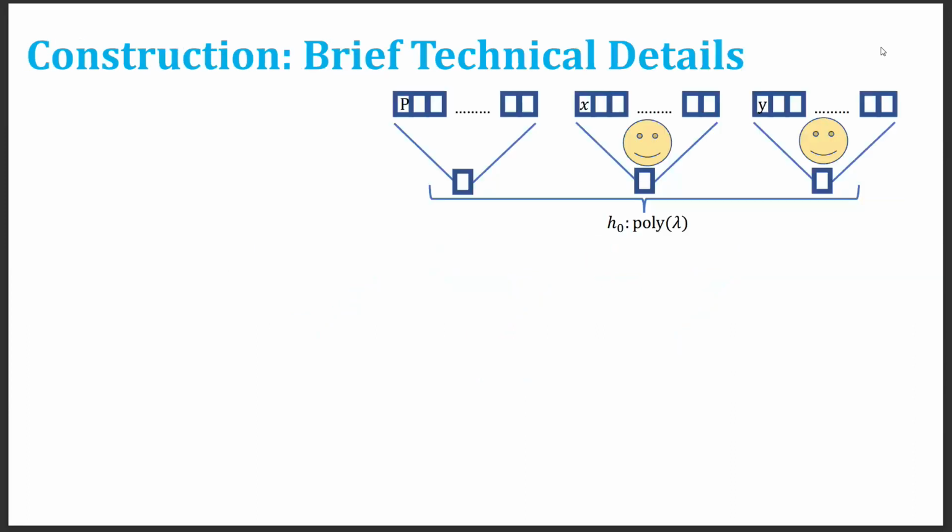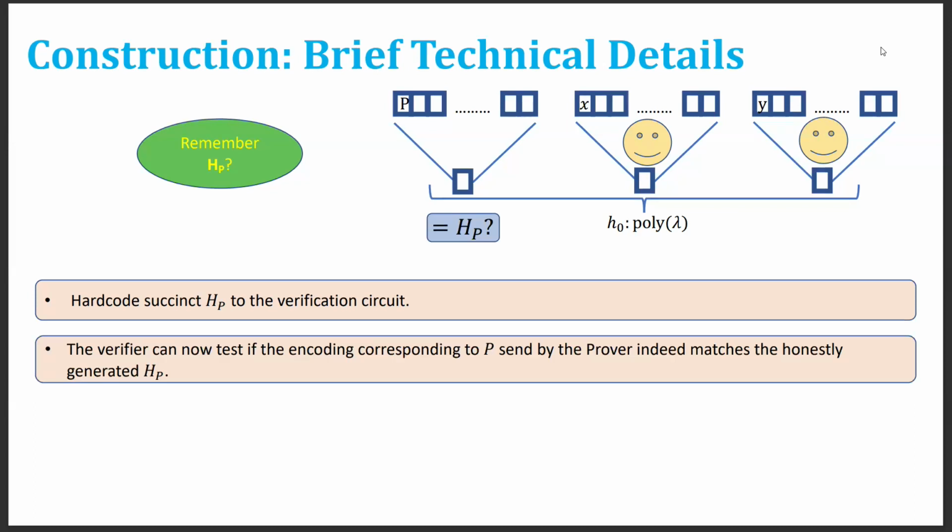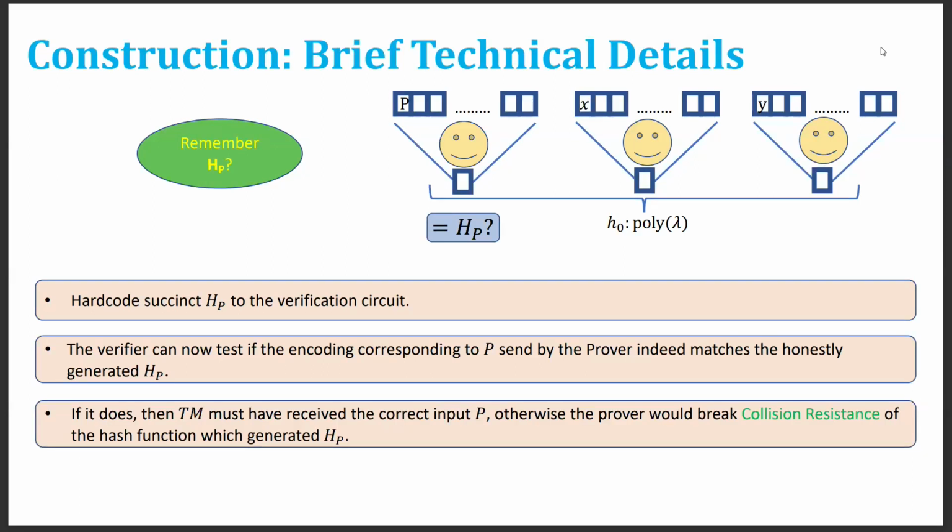Now we need to look at how to deal with P here. And this is where the requirement of sending the trusted hash HP comes in from Alice. Once this HP is generated and is fixed, we can simply hardcode this succinct HP into the verification circuit. And at this stage, the verifier can test if the encoding corresponding to P as a part of H0 indeed matches this HP. And if it does, then the verifier would be happy that the correct program was indeed used.